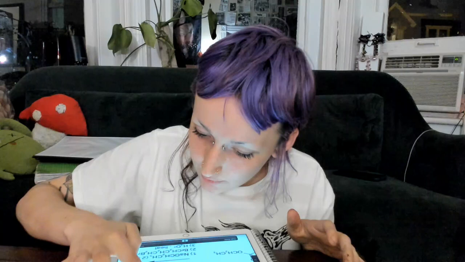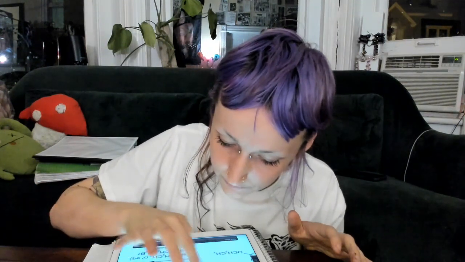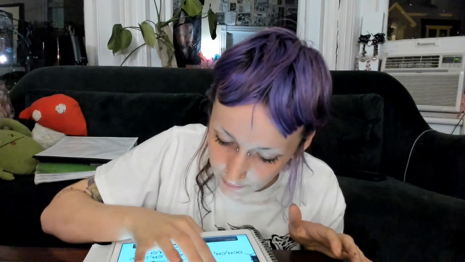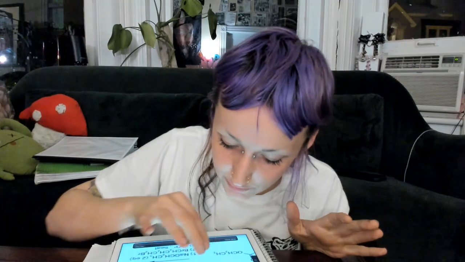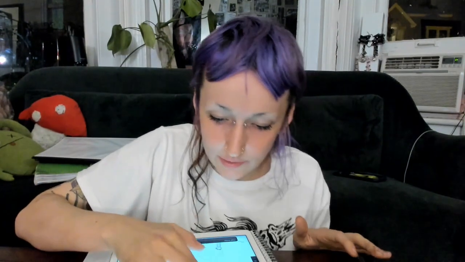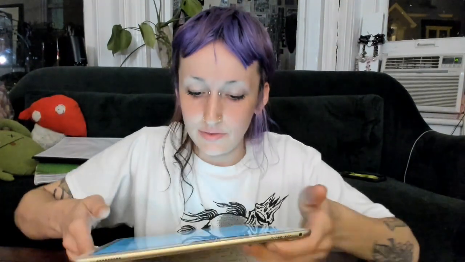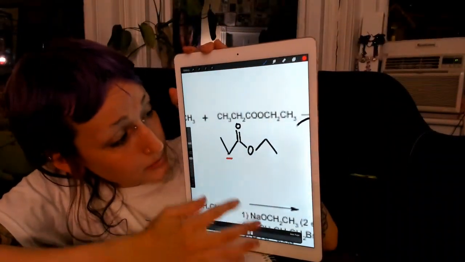So I'm going to draw that enolate out, erasing what I just drew. I'm going to make sure I draw that negative charge in red so you can see what I'm referencing the entire time I'm talking about it. So here is the enolate that I have formed.